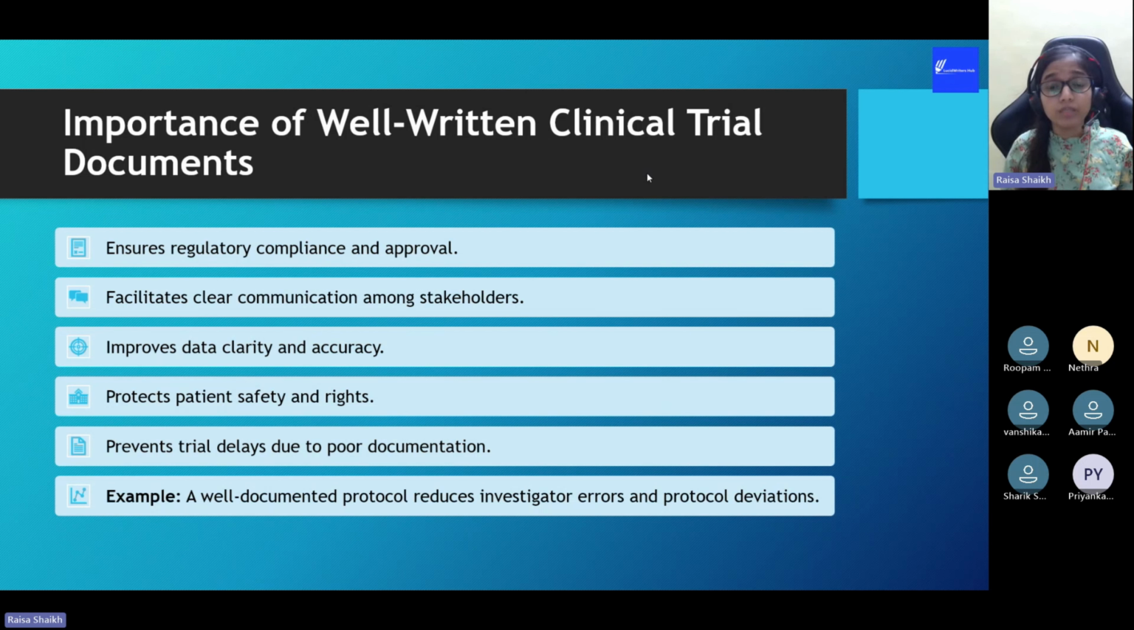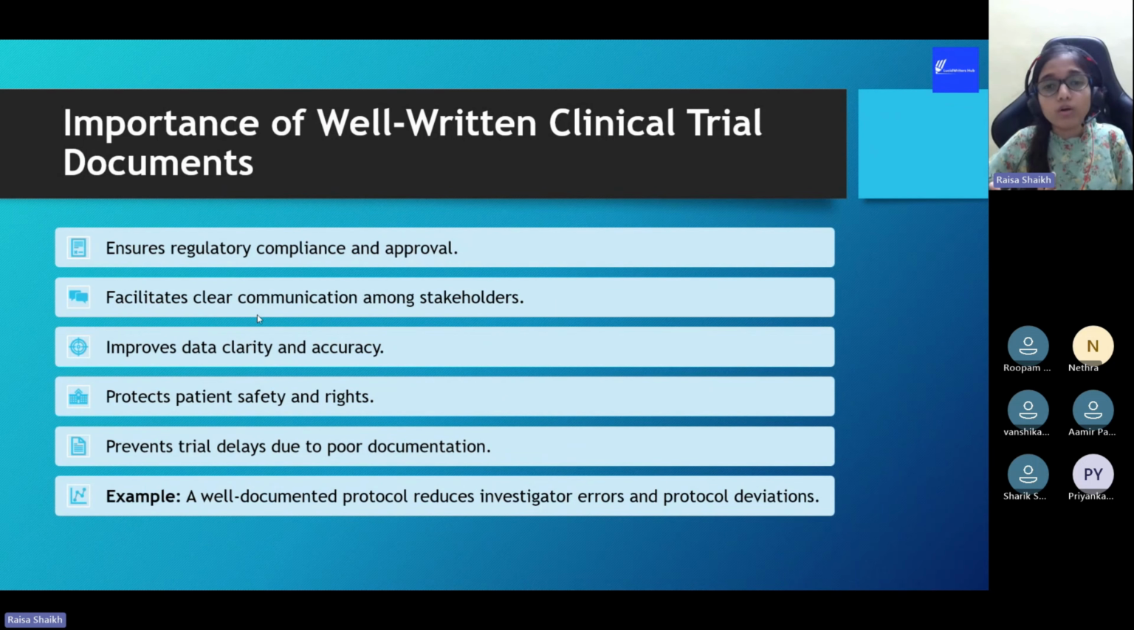So that is why regulatory writing is so important, and you need to have a lot of experience to enter into it, and it is difficult for a fresher to get into it. That's what a lot of people experience. So that is the importance of well written clinical trial documents. It ensures regulatory compliance and approval, facilitates clear communication among stakeholders, improves data clarity and accuracy, and protects patient safety and rights. Okay, so your patient safety and rights.